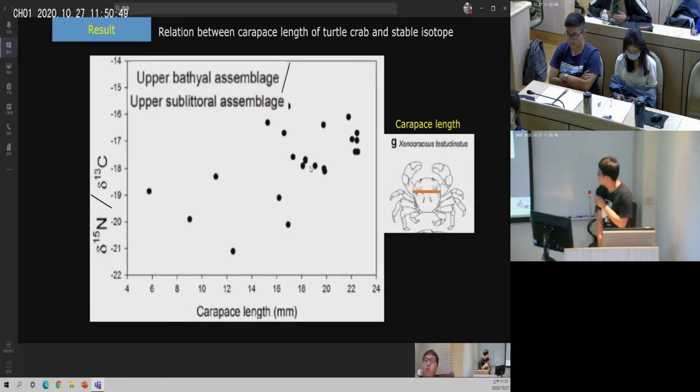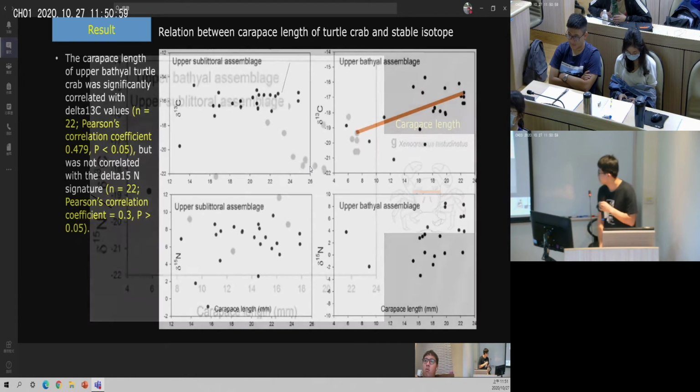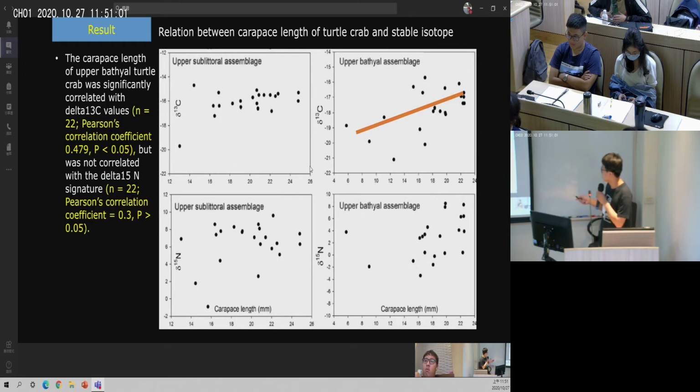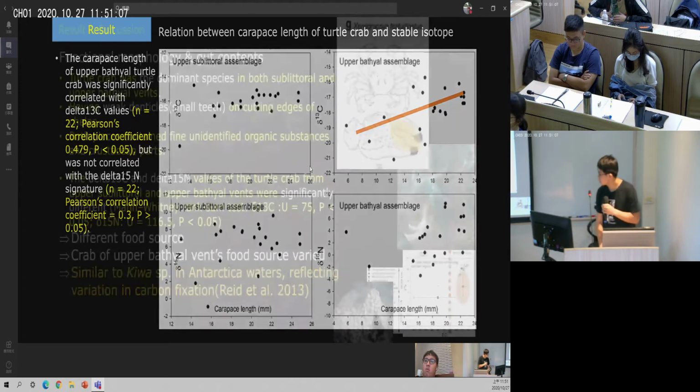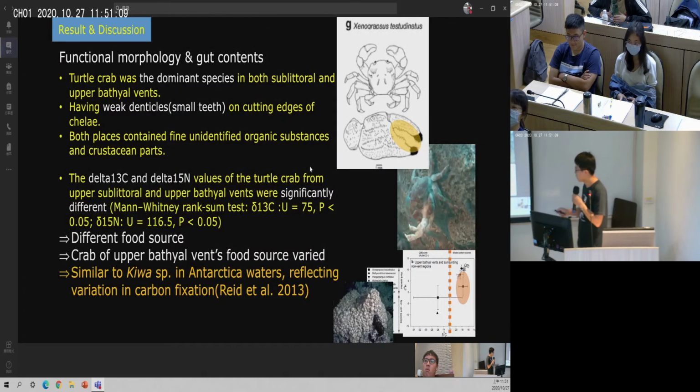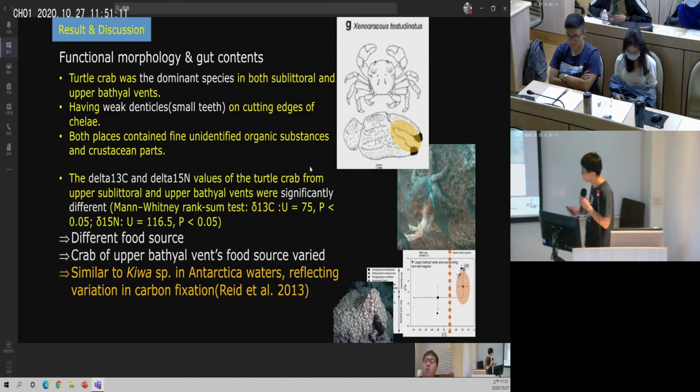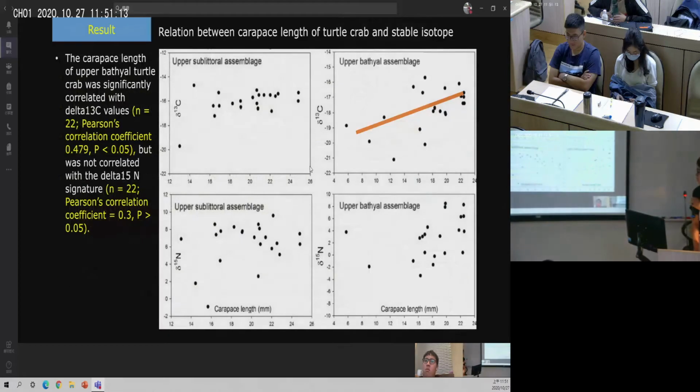Okay, and this is the carapace length. The x axis is carapace length, and the y axis is the isotope value. Only in delta 13 carbon is there a relationship. So we conclude, oh no, this is not, so this is a result.